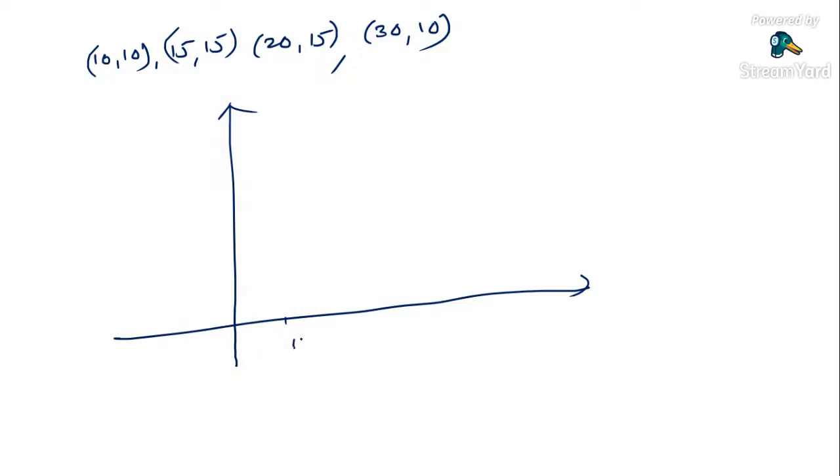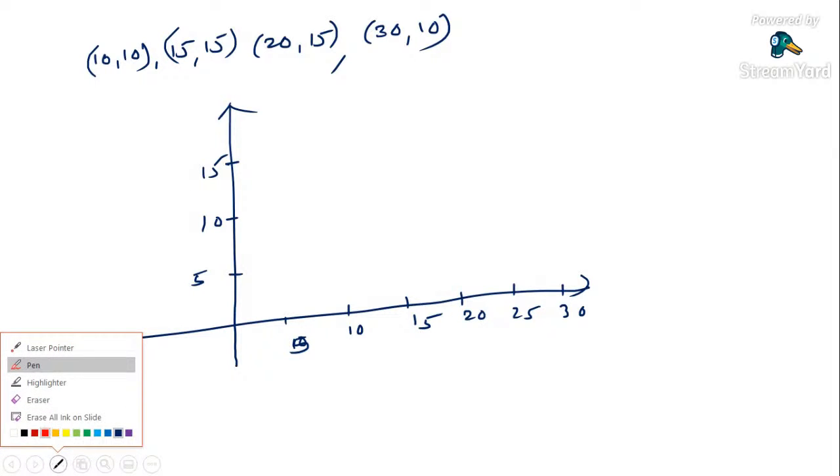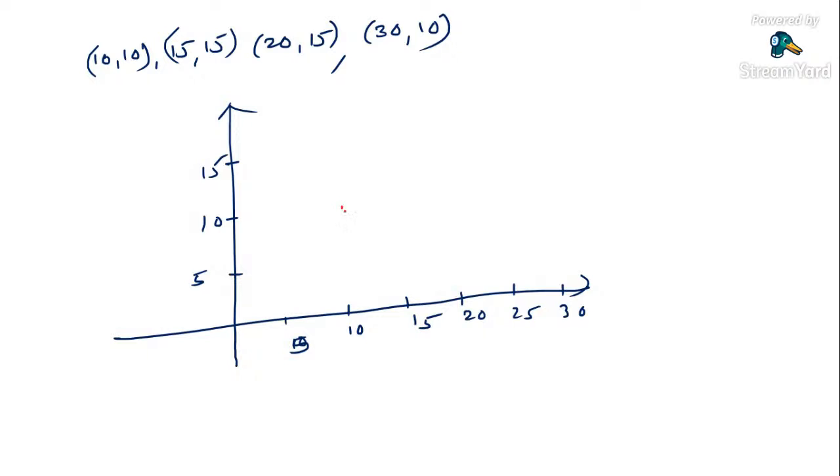So suppose you can take 5, 10, 15, 20, 25, 30 on the x-axis, and 5, 10, 15 on the y-axis. Now draw the points first. First point is 10, 10, so it will be here. Then 15, 15 will be somewhere here. Then 20, 15 will be here. 30, 10 will be here. Okay, so draw the convex hull: join those points by a dotted line. This is a convex hull.